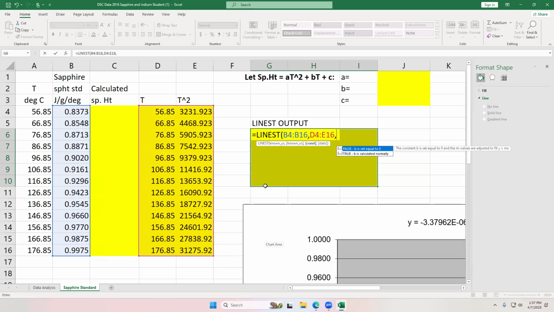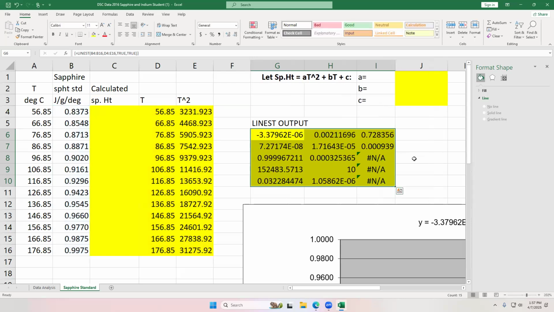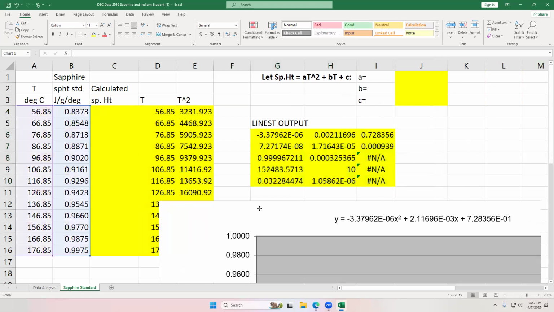And true. And then actually C here. So true. And then we want statistics, so hit true, close parenthesis, and then Control Shift Enter. And let's compare those two numbers, the one on the chart and these.